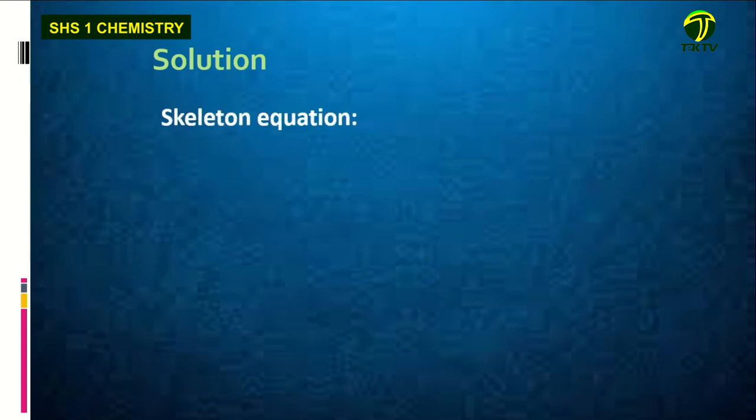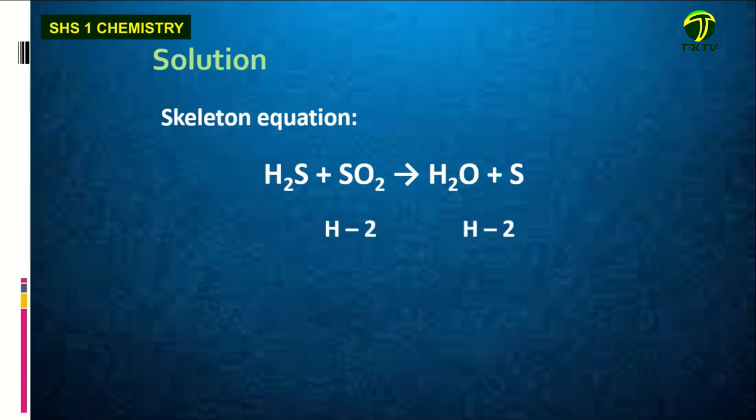Now, we have to write the skeleton equation. In the skeleton equation, we have hydrogen sulfide, which is H2S, reacting with sulfur dioxide, SO2, to form water, H2O, and sulfur. Now, when we write the elements, we see that on the left-hand side, we have hydrogen 2, then we have sulfur 2. But on the product side, we have sulfur 1.